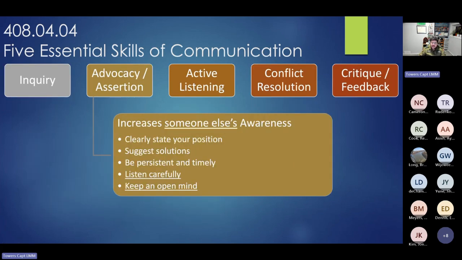Next up, advocacy/assertion. So to prevent conflict, you should follow these simple guidelines when it comes to advocating for your position. You want to clearly state your position. Keep the focus on what's right, not who's right. Give facts, not vague questions. You want to suggest solutions. If you feel the need to advocate for your position, try to have a solution ready to offer.